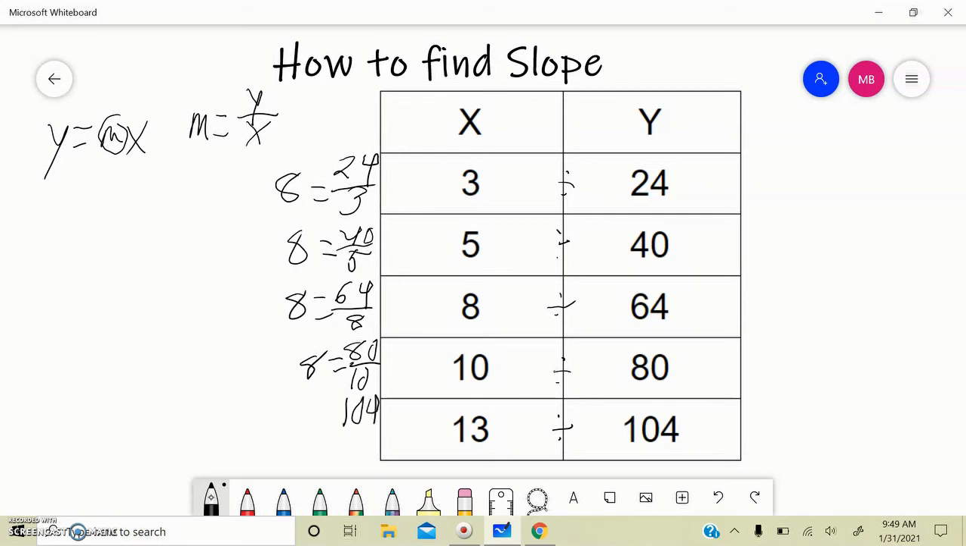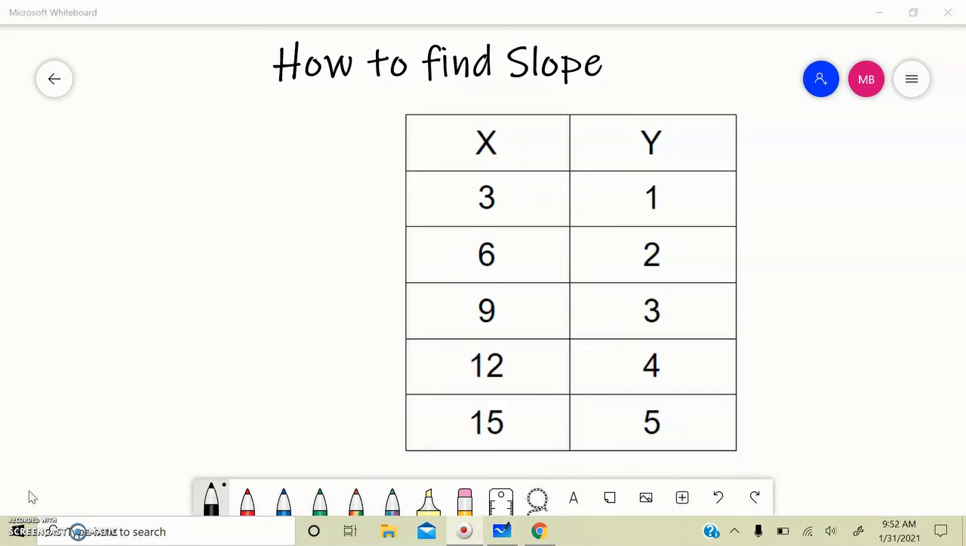And last but not least is 104 divided by 13, which also gives me 8. So my rate of change, or my slope, is going to be 8. So I'm going to rewrite this as y is equal to 8x. So let's take a look at one last table. So again, we're going to be working with y is equal to mx, where m is going to be our change in y over change in x.